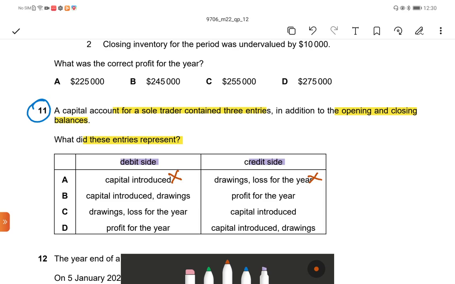Second, capital introduced and drawing. Capital introduced is not on the debit side; drawing is on the debit side. Profit for the year, credit side. But the complete option is not correct. C, drawing and loss for the year, yes, debit. Capital introduced, credit. Then D, profit for the year, capital introduced, credit, drawing, no. So the correct option is option C.